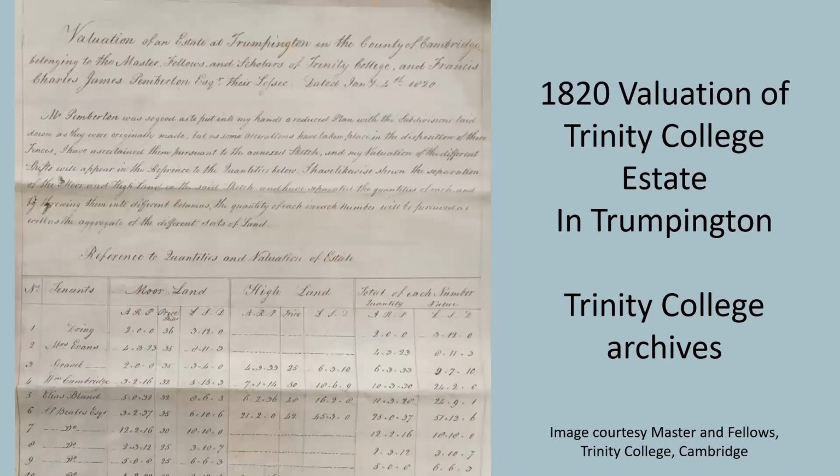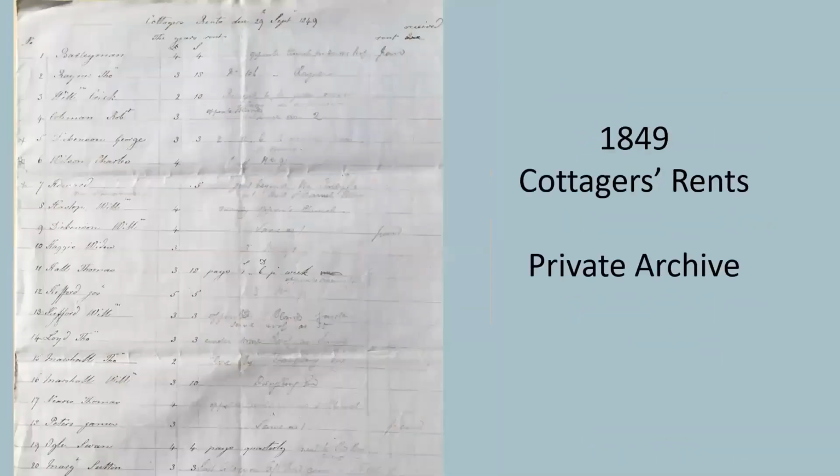A document from one of the Cambridge colleges, Trinity, who hold the living of the parish of Trumpington and also held a lot of land here until recently. The private archive has documents such as this one, a list of the cottagers' rents paid to the landowner in 1849, showing where they lived.